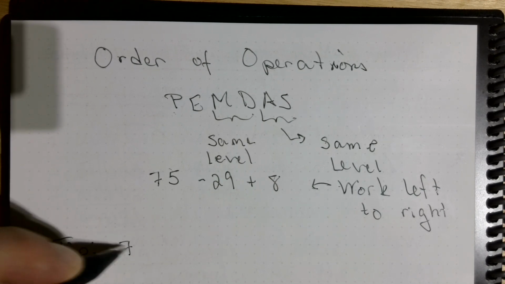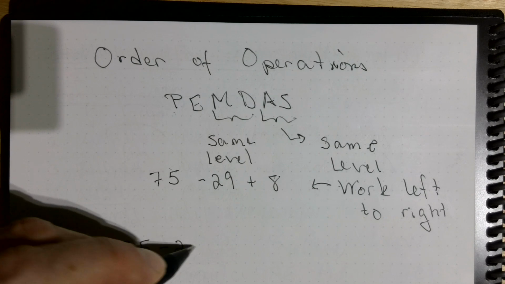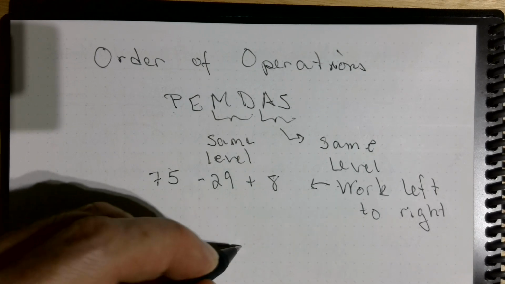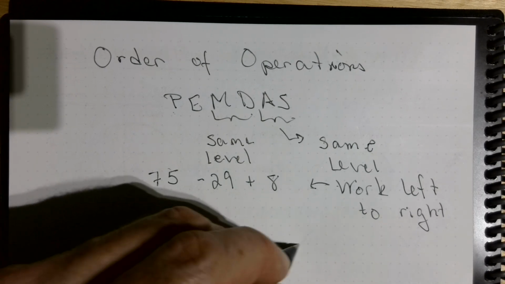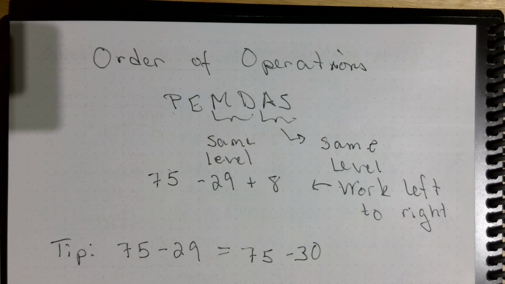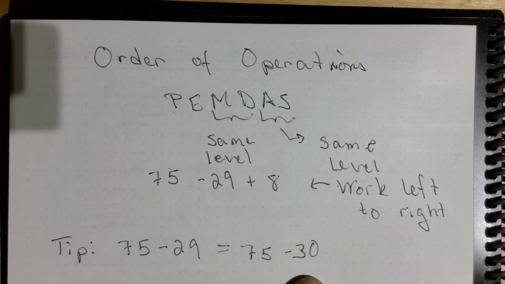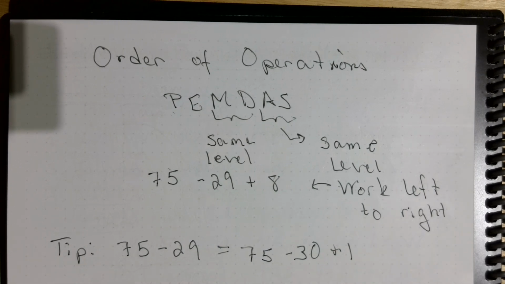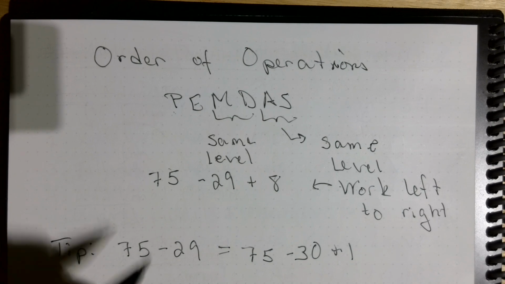Okay, when I'm doing something like 75 minus 29, here's how I think about this problem. Here's how I do it mentally. It would be a lot easier to take away 30, right? But of course that's taking away too much. So I would throw one back, okay? Take away 30, then throw one back, okay?